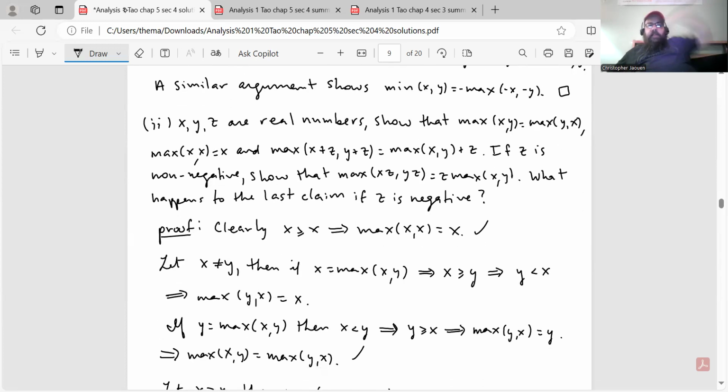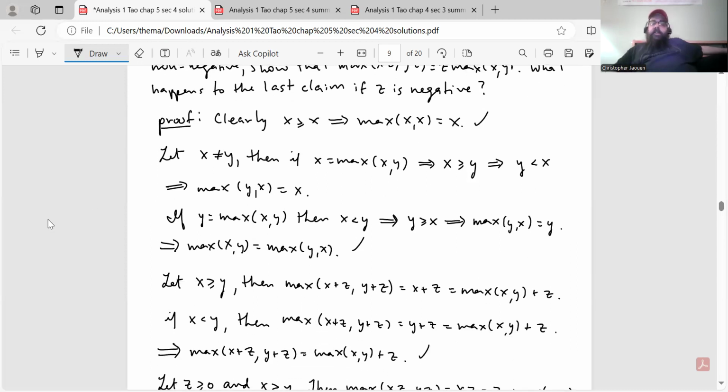The second part asks us to show, for x, y, z real numbers, that max(x, y) equals max(y, x), show that max(x, x) is equal to x, and show that max(x + z, y + z) is equal to the maximum of x and y, plus z. And if z is non-negative, show that max(xz, yz) is equal to z times the maximum of x and y. And then he wants us to say what happens to the last claim if z is negative. So here's my proof.